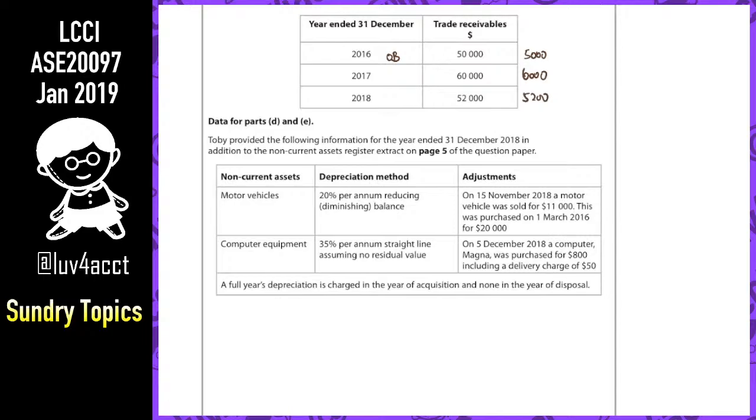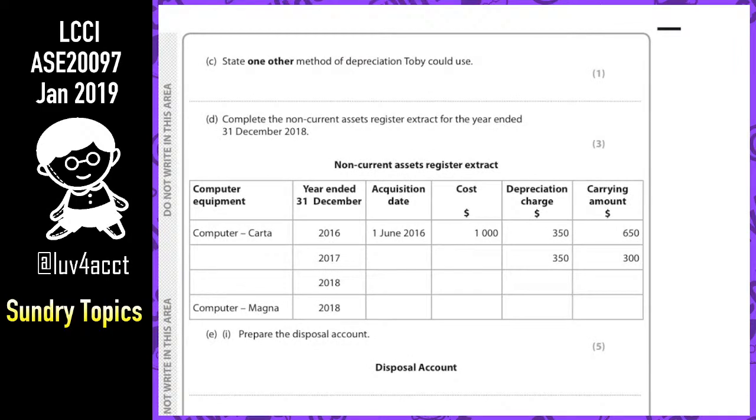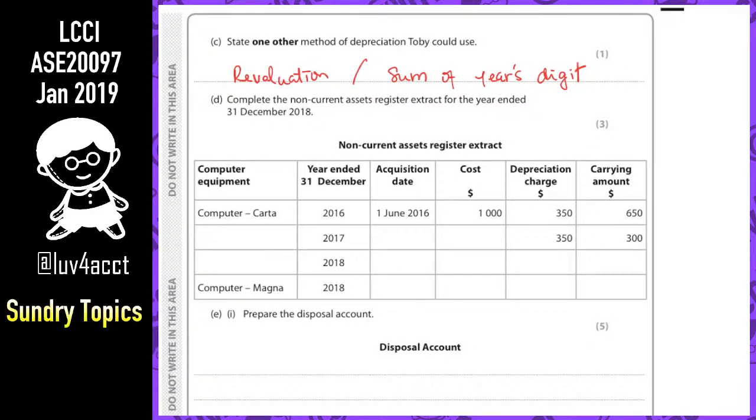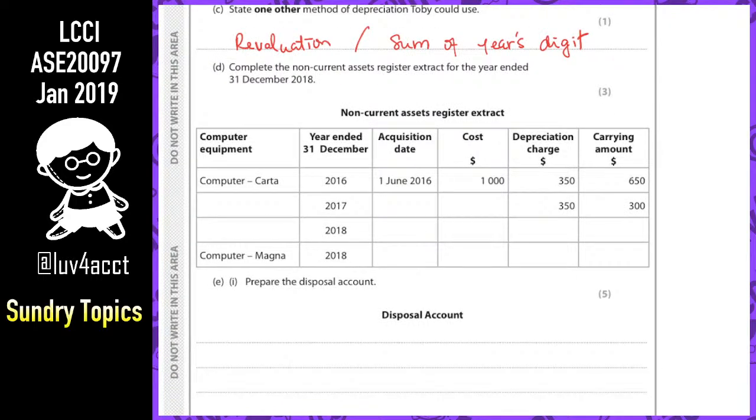Okay, so part C, you're asked to give one other method of depreciation. We have learned revaluation, and also another one that is popular. The third one, aside from straight line and reducing balance method, is sum of years digit. Okay, next one, we have to work on the computer.